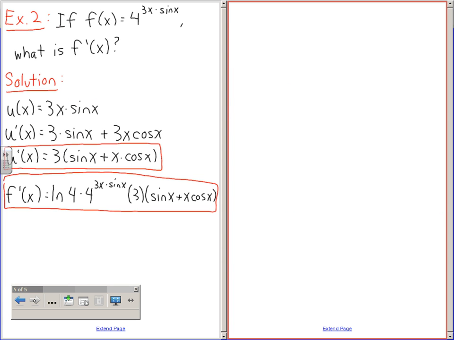Okay, example 3. Now let's go a little wild, shall we? If f of x is equal to e to the x squared divided by x plus 1, what is f prime of x?